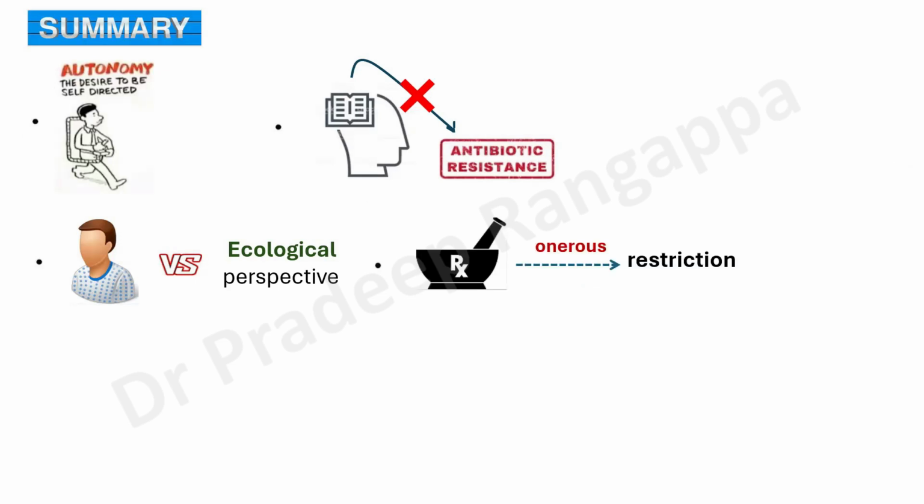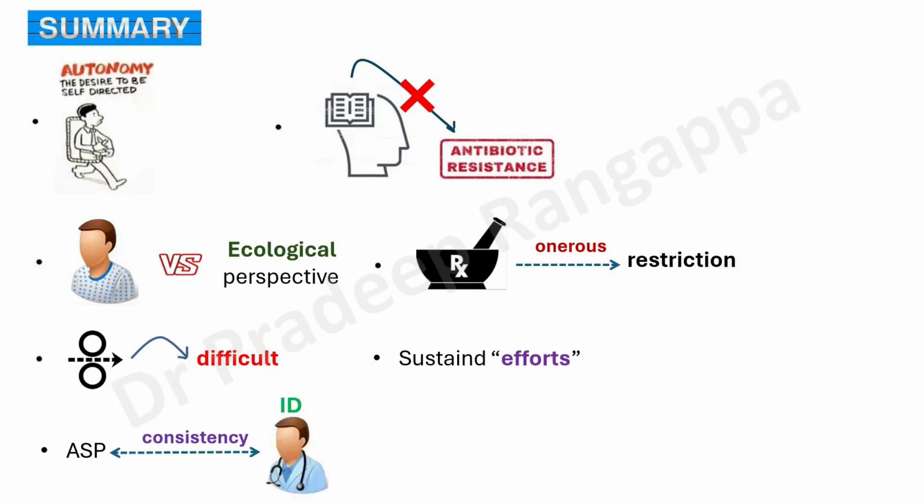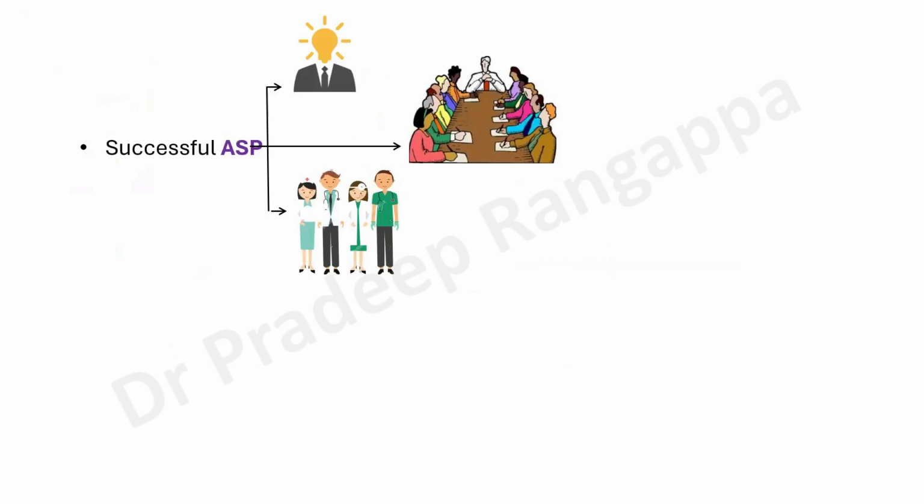And having an antibiotic restriction policy is difficult, is onerous, but it has been shown to lead to curtailing the use of indiscriminate antibiotics, and to incorporate some process in the hospital to make antimicrobial stewardship happen. And the key is to have sustained efforts, and it is teamwork. One has to involve the ID physicians, pharmacists, and so on and so forth. And effort has to be consistent. That is the key thing.